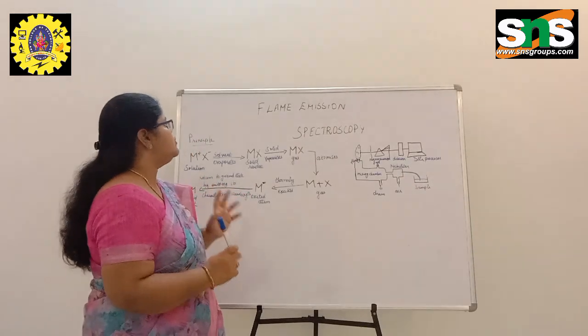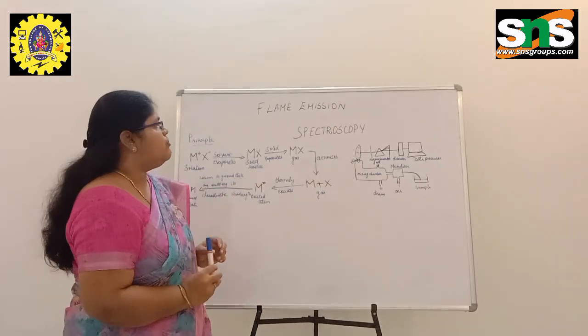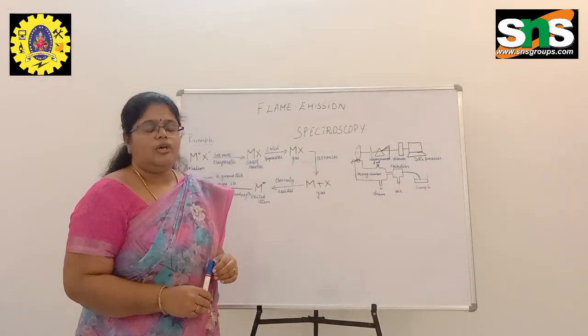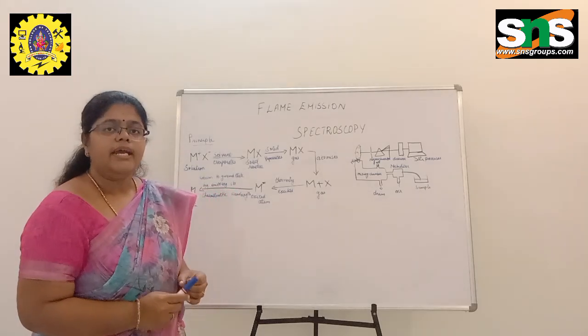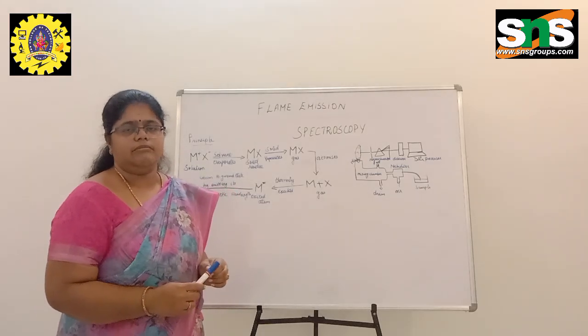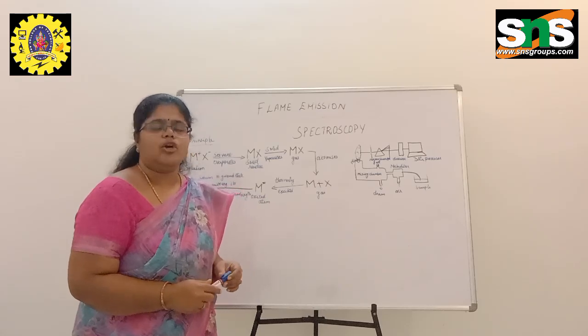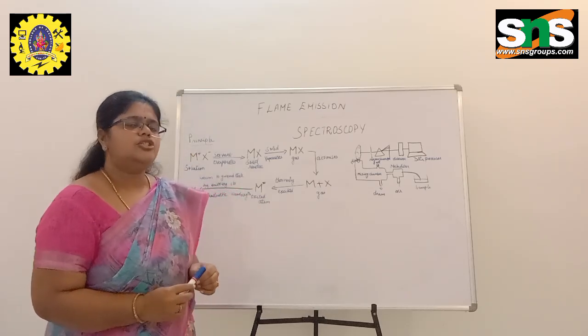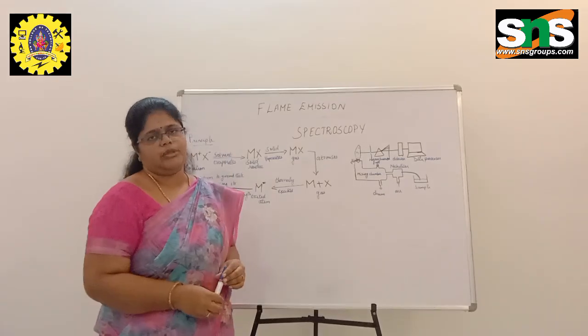Today in this session we are going to see about flame emission spectroscopy. It is also called flame photometry. So emission of light of its own characteristic wavelength by alkali and the alkaline earth metals, and also correlation of this intensity with the concentration of the solution is known as the flame photometry or flame emission spectroscopy.